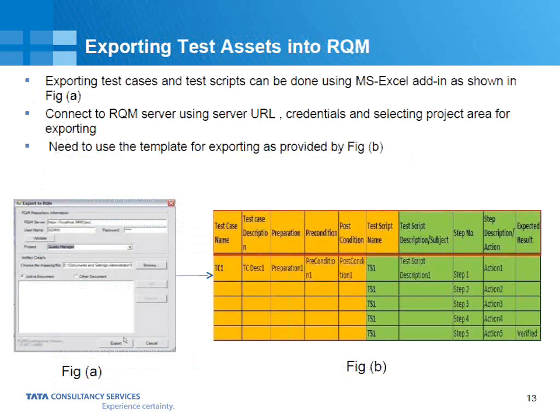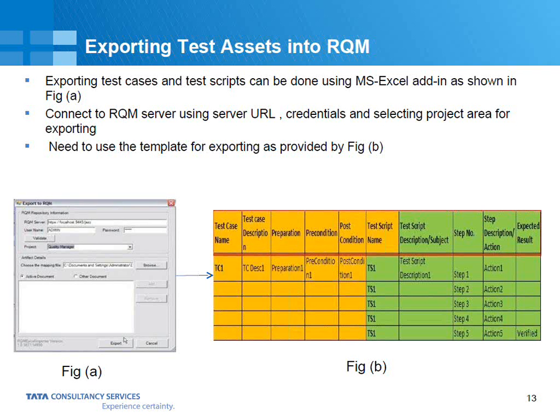Okay. This is a very important feature of RQM: exporting test assets into RQM. Not everyone nowadays is using a test management tool. Some teams may be using spreadsheets, and when your system grows and becomes very complex to maintain all these spreadsheets, you want to move to a test management tool like RQM. Then how do you migrate the entire data into RQM?